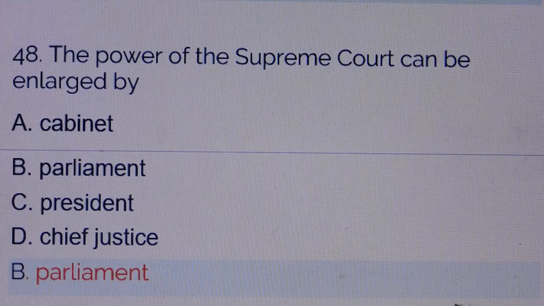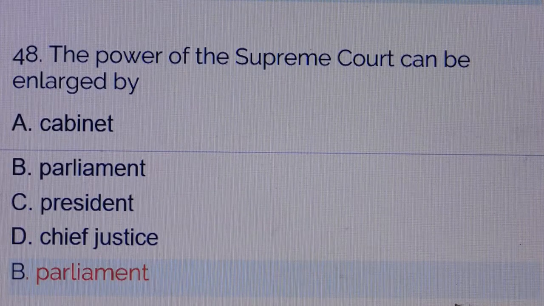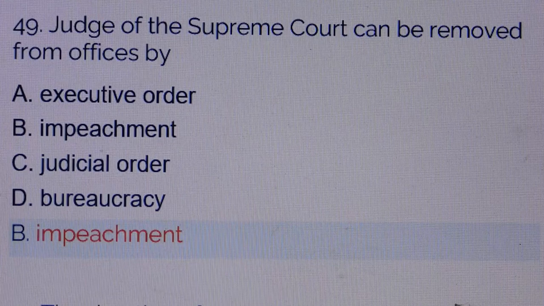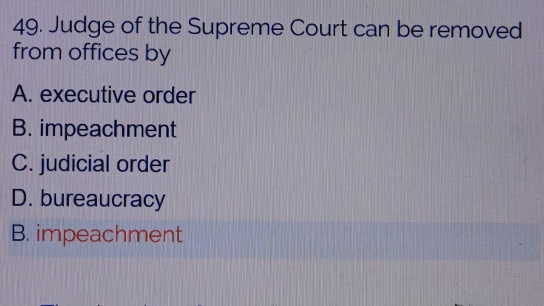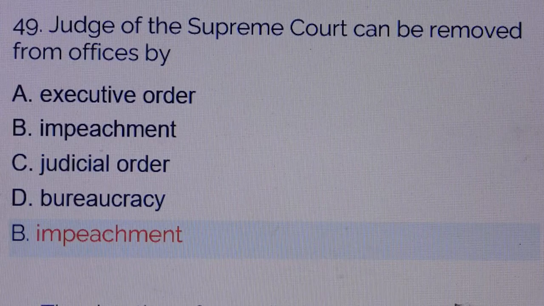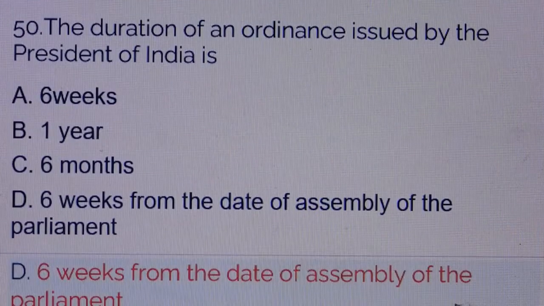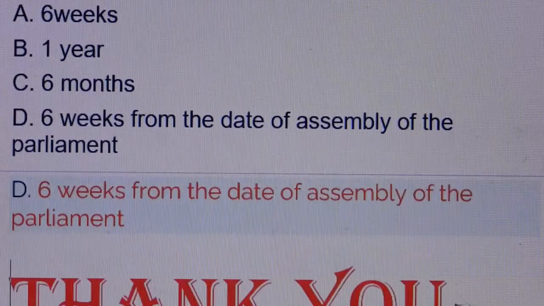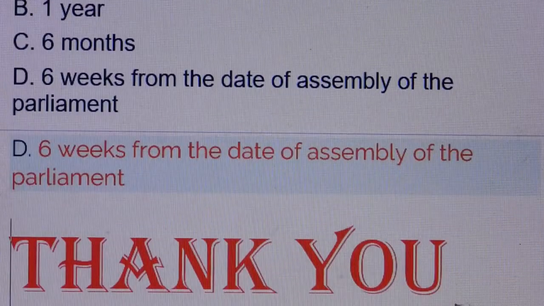Question number 48. The power of the Supreme Court can be enlarged by. Answer is option number B, Parliament. Question number 49. Judge of the Supreme Court can be removed from offices by. Answer is option number B, impeachment. Question number 50. The duration of an ordinance issued by the President of India is. Answer is option number D, 6 weeks from the date of assembly of the Parliament.